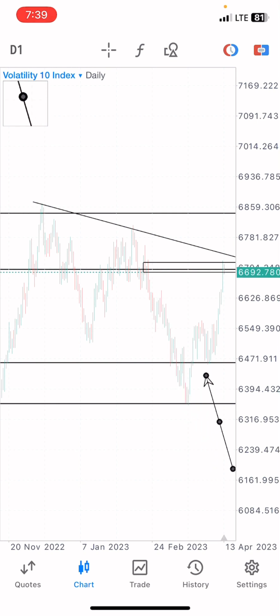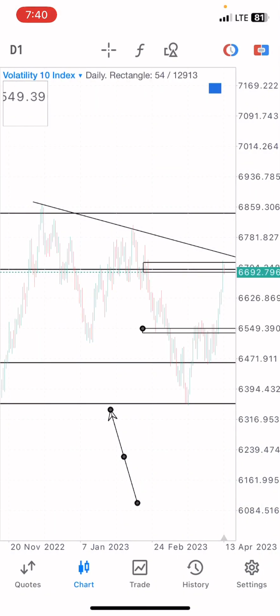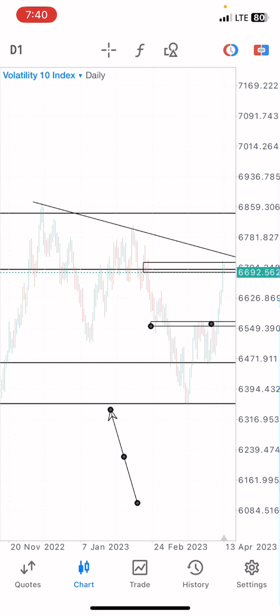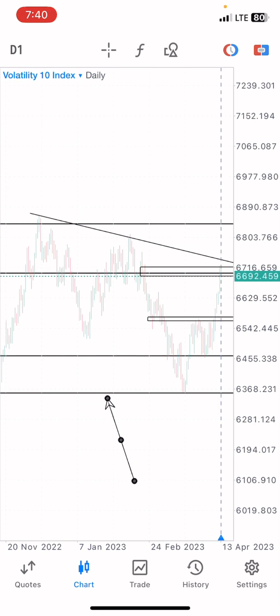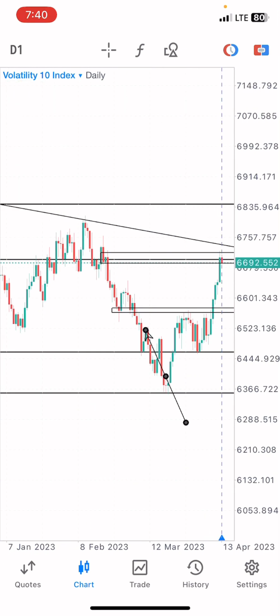a W pattern. Whenever we expect a W pattern, we expect price to give us a breakout of the neckline, then a retest of the neckline. I can see we have our neckline identified at this point. So the market gave us a breakout of this neckline.